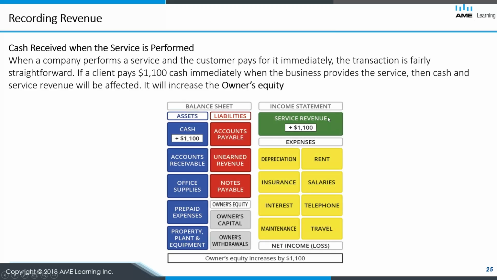Okay, this one's a little more straightforward. When you receive the cash when the service is performed, then you just record cash and revenue all at once. There's no ongoing need to collect later. It's going to increase owner's equity, and we have earned the cash because we provided the services, and we also received the cash at the same time.